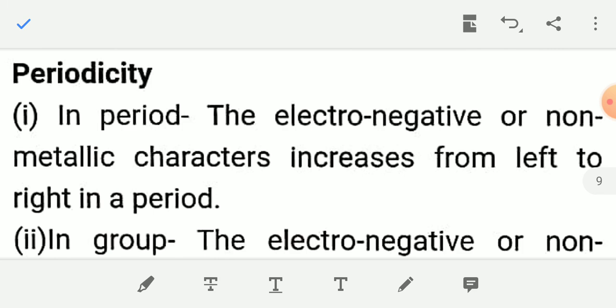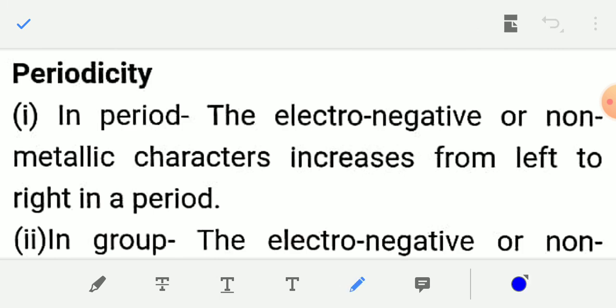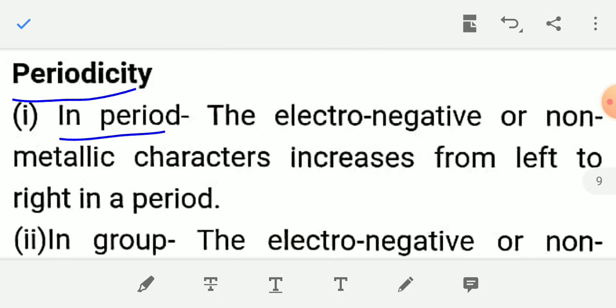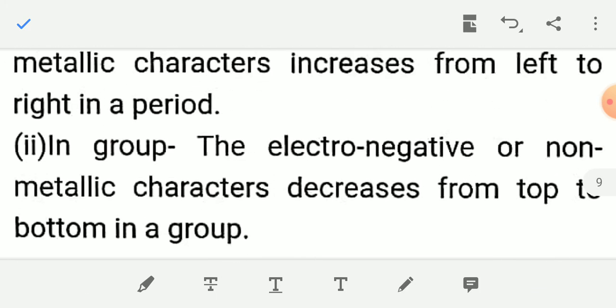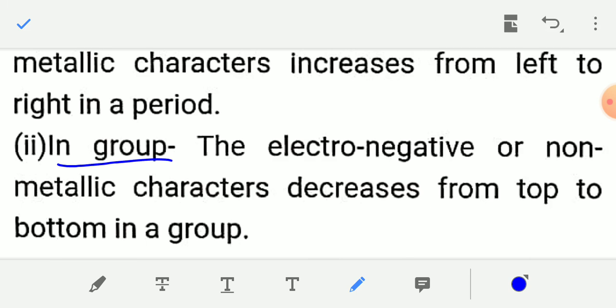Now, periodicity in non-metallic character or electronegative character. In a period, the electronegative or non-metallic character increases from left to right, and in a group, the electronegative or non-metallic character decreases from top to bottom.